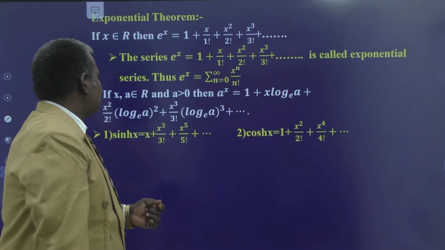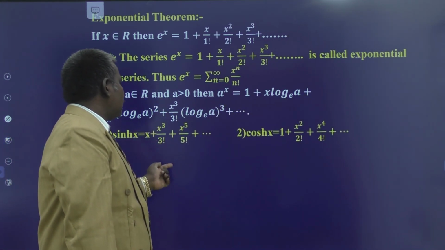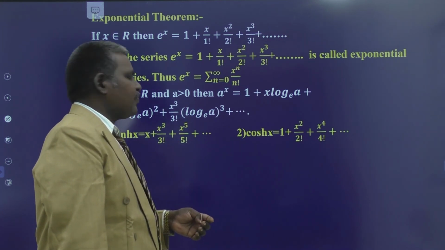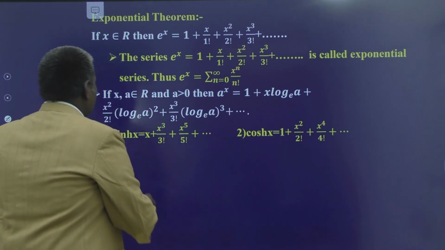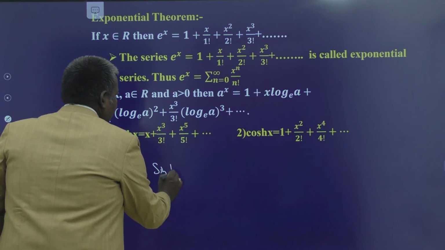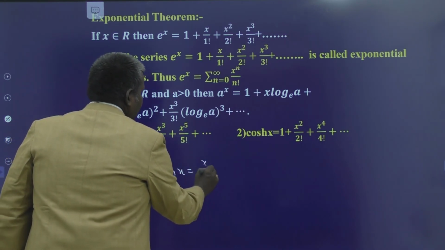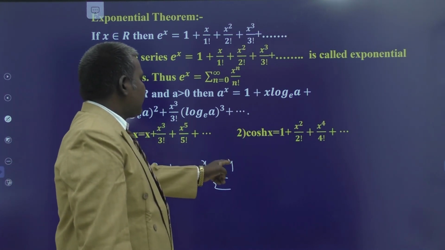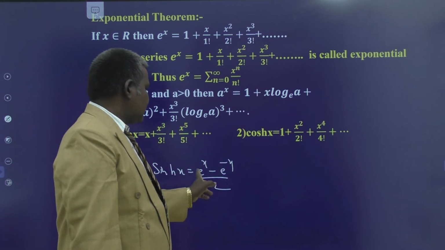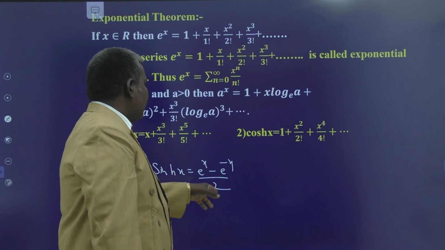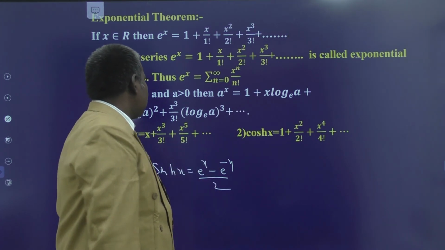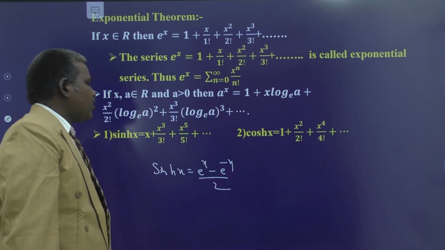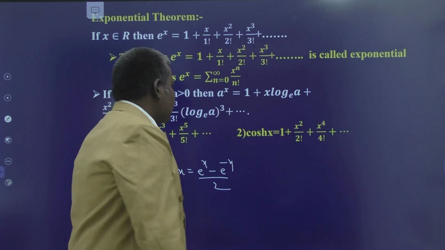Sin hx. Sin hx is nothing but x plus x cube by 3 factorial plus x power 5 by 5 factorial plus and so on. All of you know that what is sin hx? Sin hx is nothing but e power x minus e power minus x by 2. Replace x by minus x, we obtain e power minus x. Just by subtracting those two and dividing by 2, we obtain the series like that: x plus x cube by 3 factorial plus x power 5 by 5 factorial plus and so on.